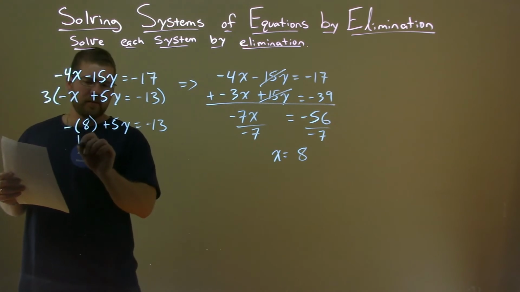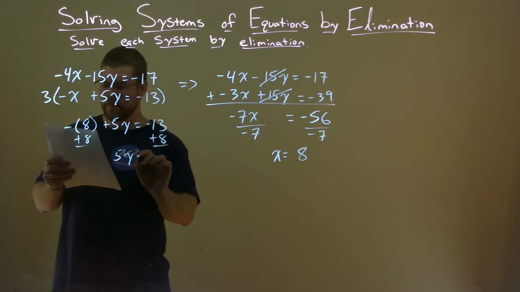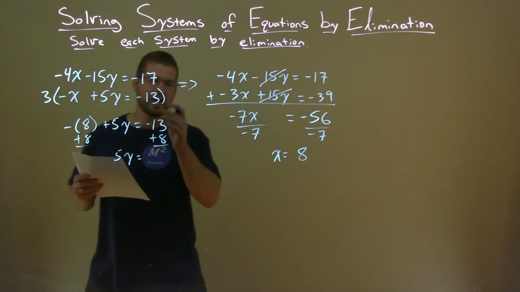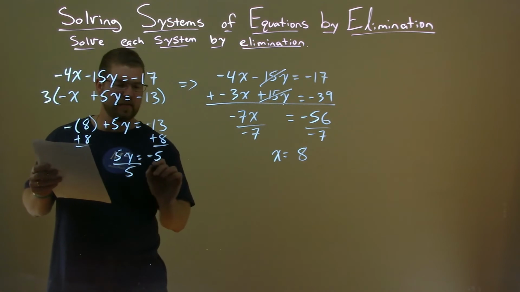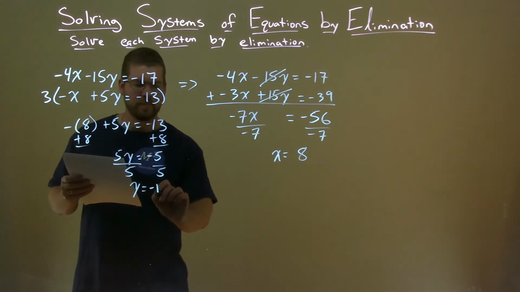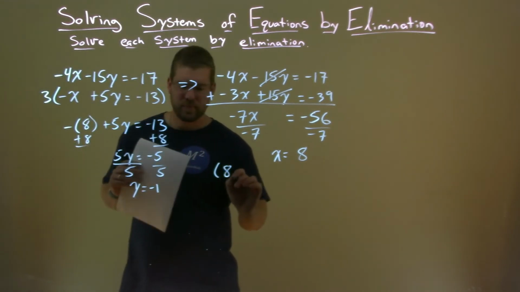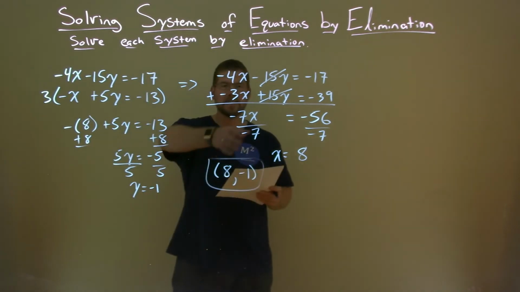Well, minus 8, let's add an 8 to both sides here. And we're left with 5y equals, well, negative 13 plus 8 is a negative 5. Divide both sides by 5. Y is by itself. Negative 5 divided by 5 is a negative 1. So our x value is 8, y value is negative 1, and there we have our final answer: 8, negative 1.